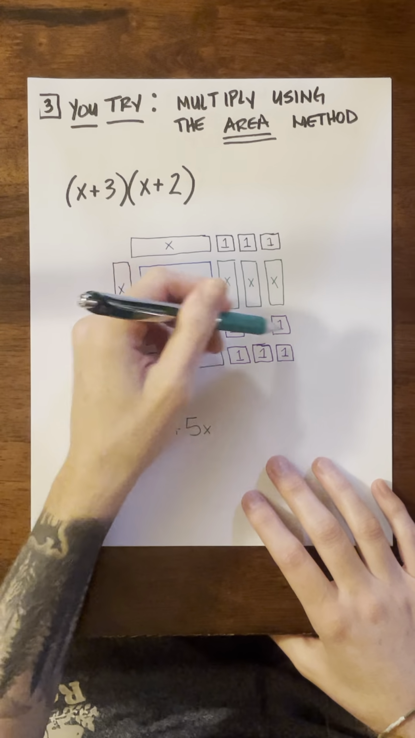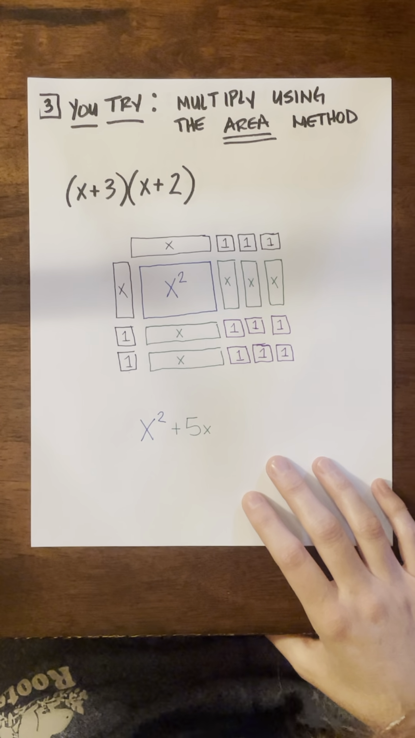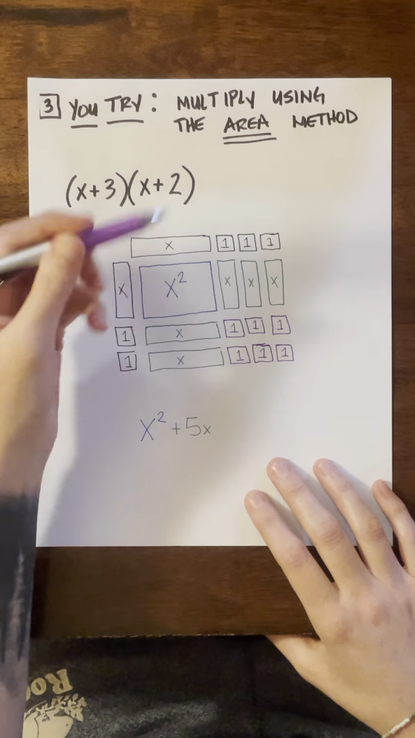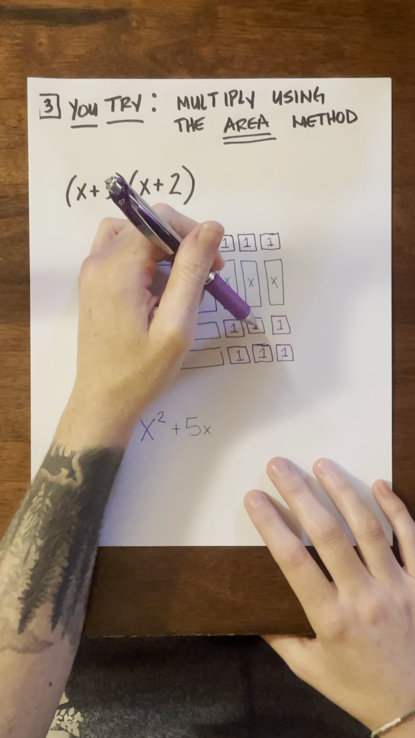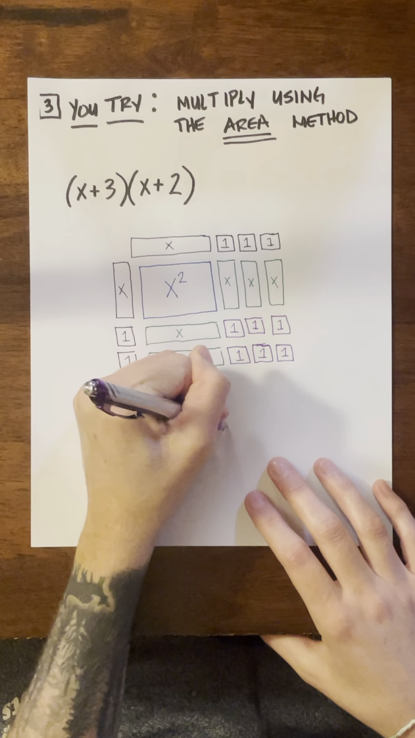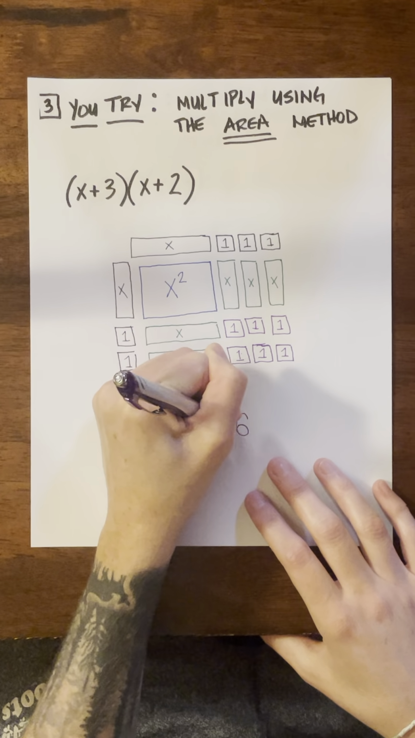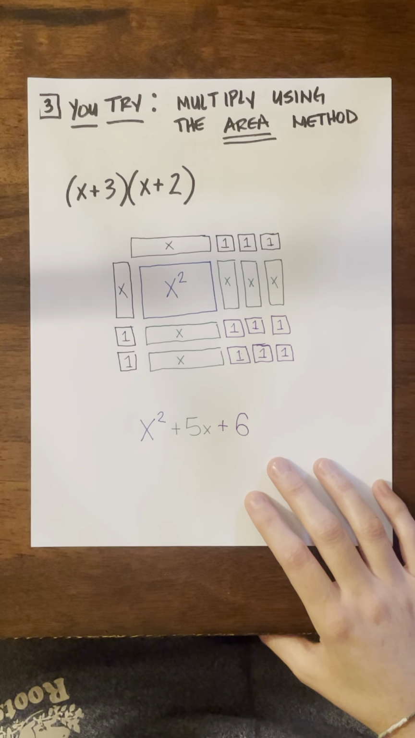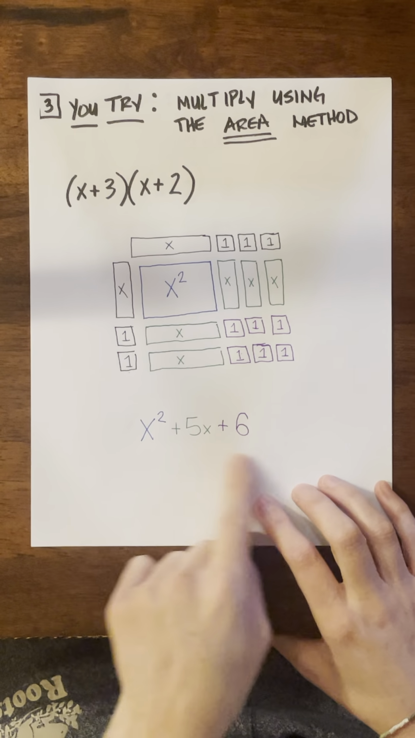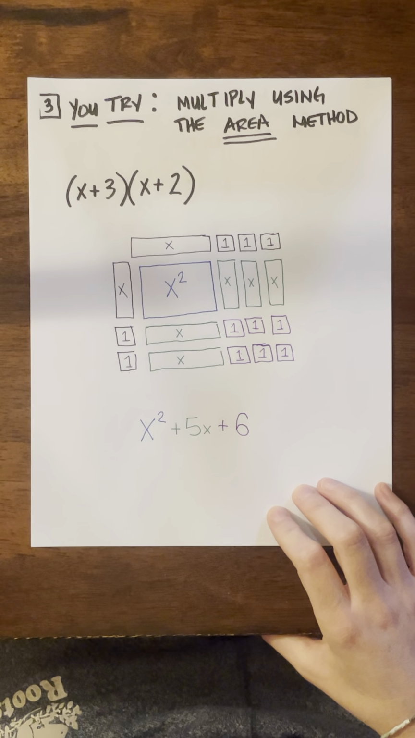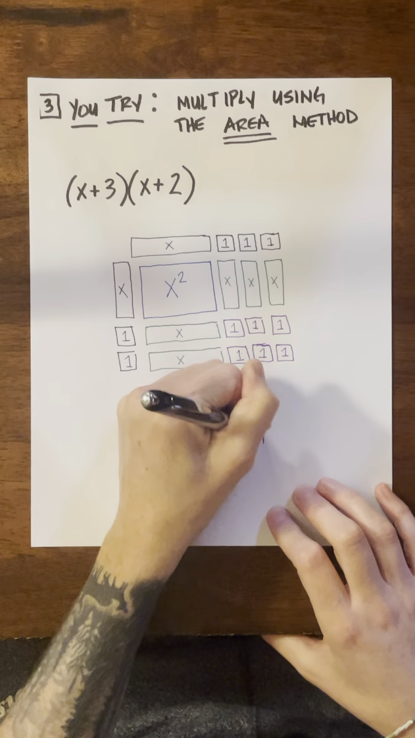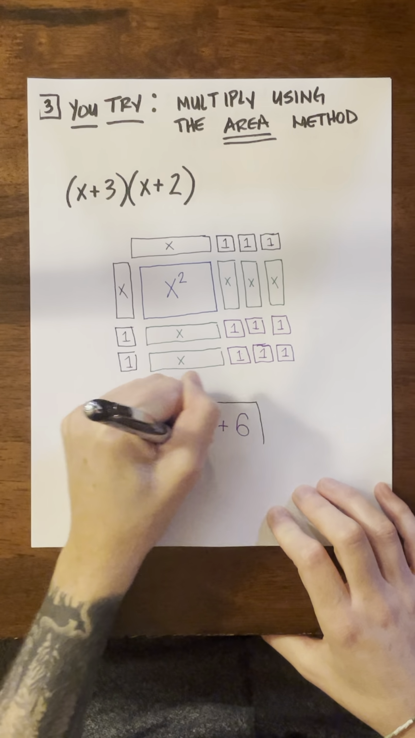Okay, now we move on to our smallest boxes, and those all are represented by 1. We're going to add them up together, and 1, 2, 3, 4, 5, 6. So we have a plus 6 at the end of our expression. So again, we used our algebra tiles to help us write our expression, and our answer is x squared plus 5x plus 6. There's our answer.